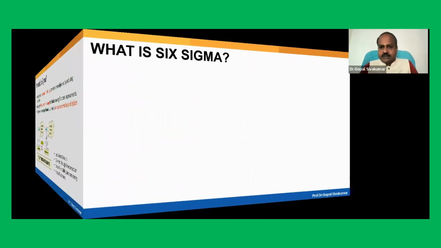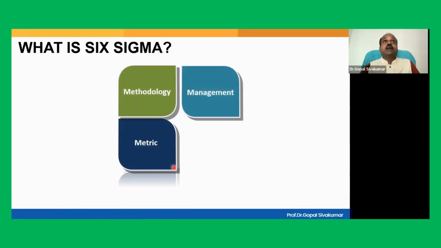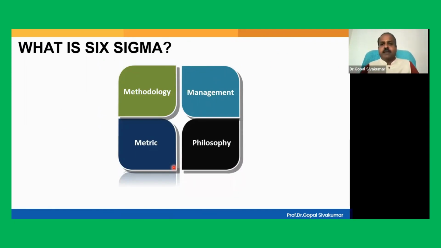So what is Six Sigma? Six Sigma is a metric. Six Sigma is a methodology. Six Sigma is a way of management. And Six Sigma is also a philosophy. You and me can use it for any purpose that we want to use. All that is required is a proper understanding of what we really want to achieve, right?